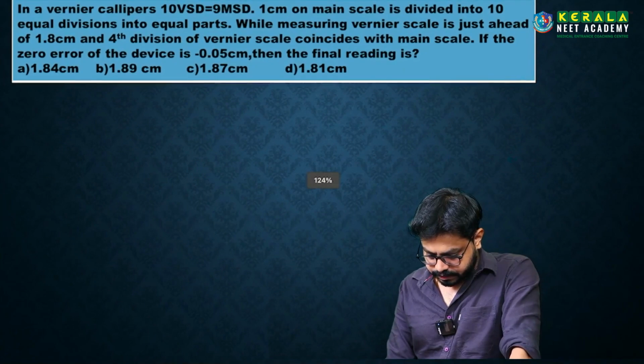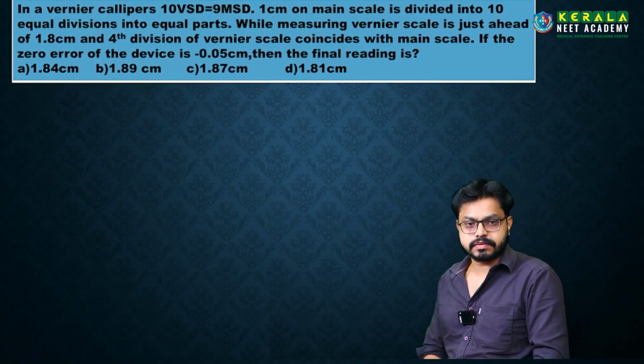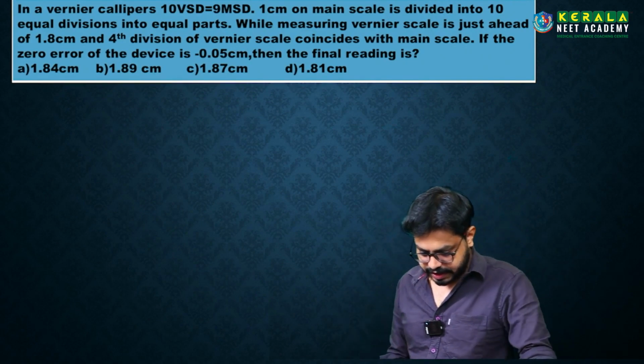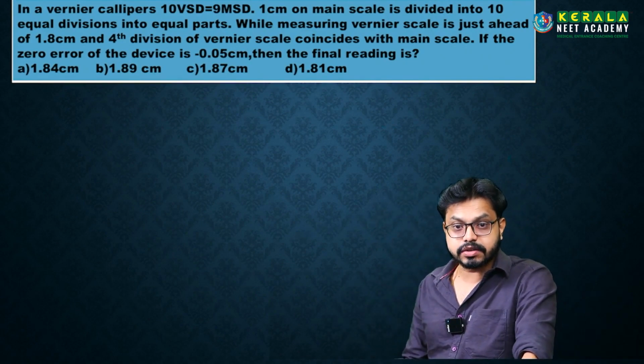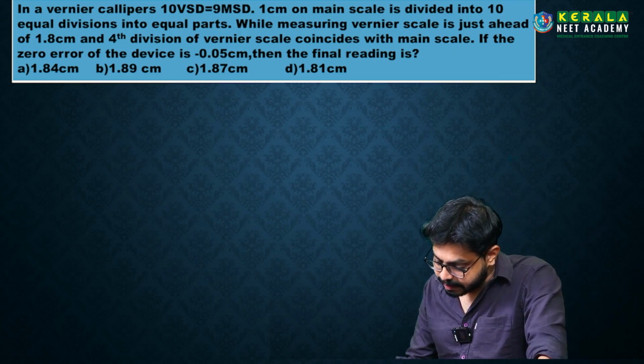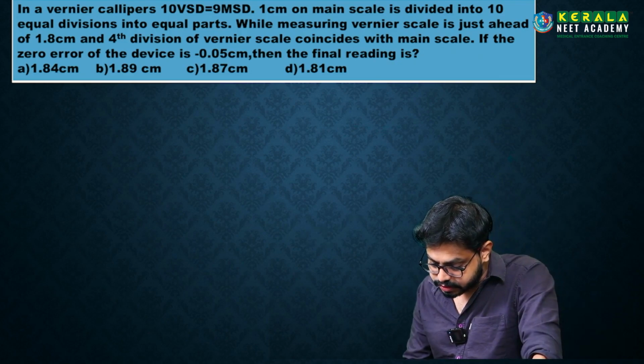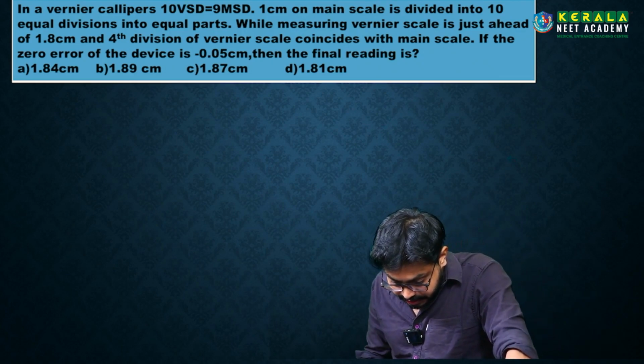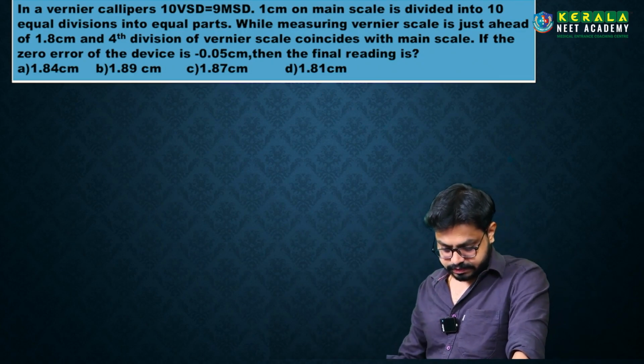So this is the question. In a vernier calipers, 10 VSD is equal to 9 MSD. 1 centimeter on the main scale is divided into 10 equal parts.